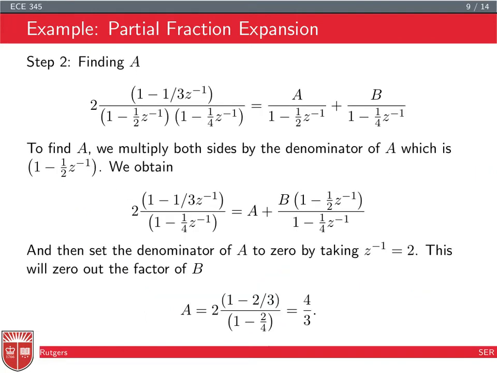So this slide explains maybe in a cleaner way how I can find A, like I mentioned. I have to multiply both sides by the denominator of A, and I do this to single out A. Then I zero out everything that multiplies B by taking this term to be 0, meaning taking z^-1 equal to 2. And this will give you exactly what I had on the previous slide, which gives you A equal to 4/3. So we just found the first value that we needed. So we just found A.